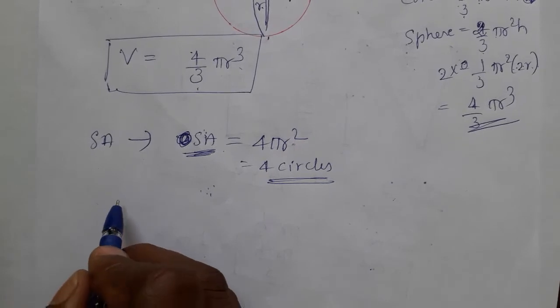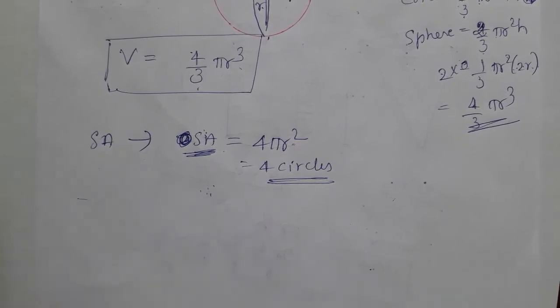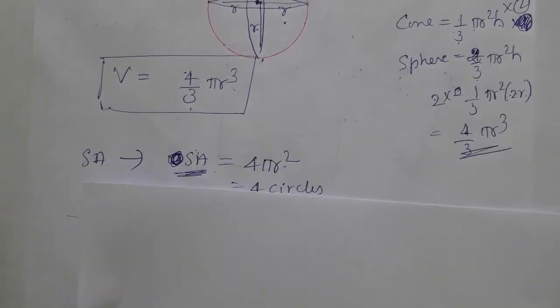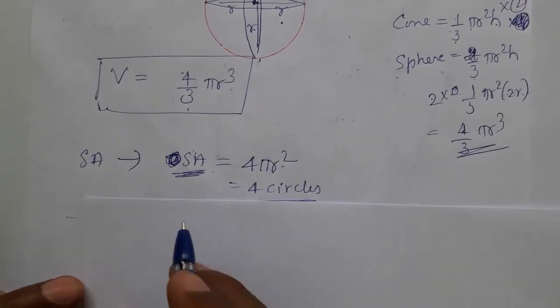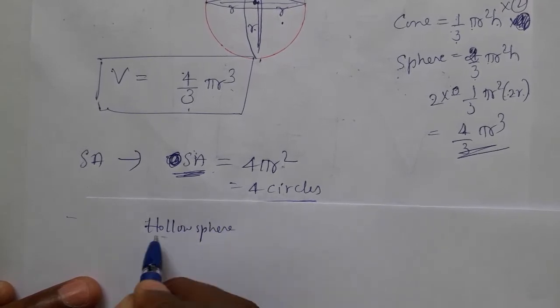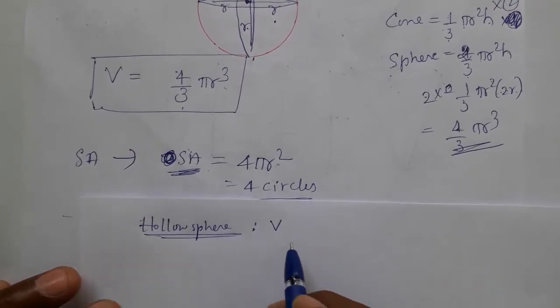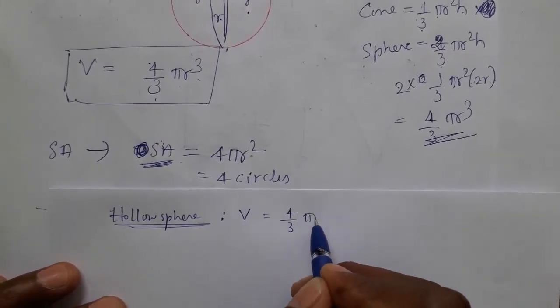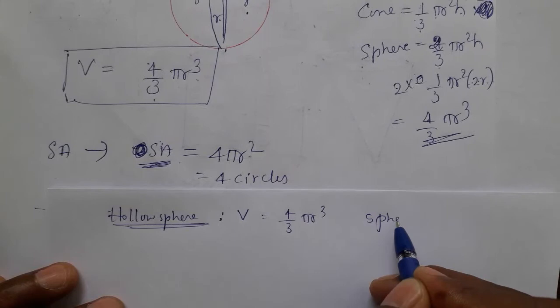In a sphere, two more additional shapes are there, with additional formulas: the hollow cone and the hollow sphere. Now we go for the hollow sphere volume. First we write the sphere volume. What is the sphere volume? 4 by 3 pi r cube.